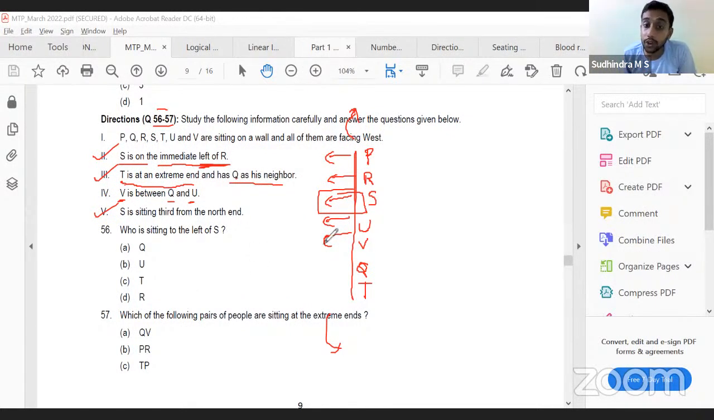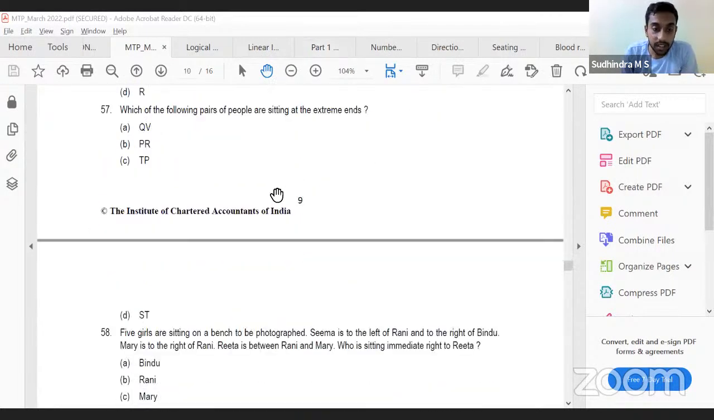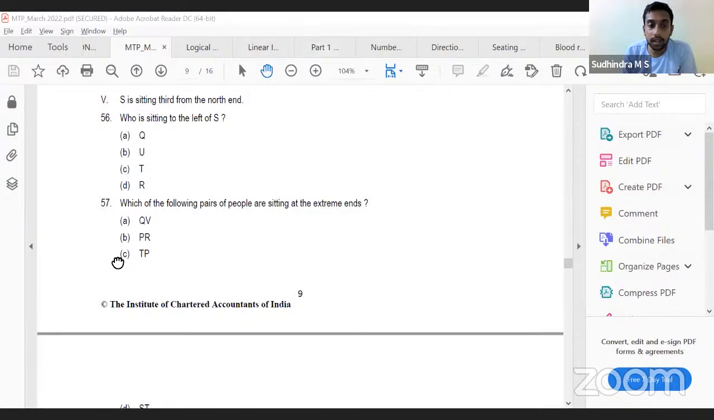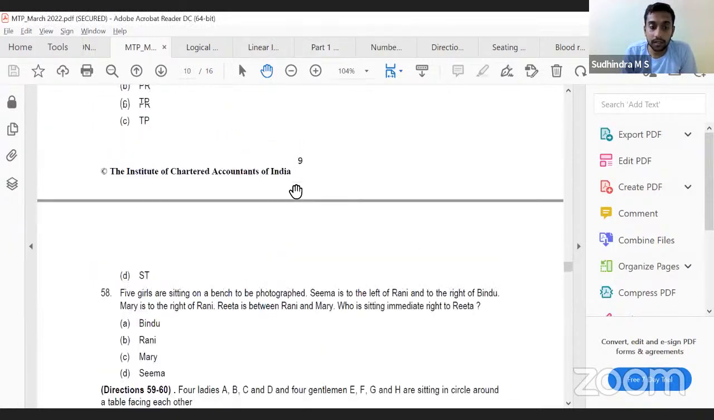U. U, correct. Since they are facing west, left means here, down. So U is sitting to the left of S. Which of the following pairs are sitting at the extreme end? T and P. T and P is the right answer. Now, next one, independent question.